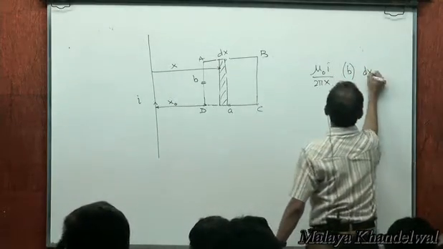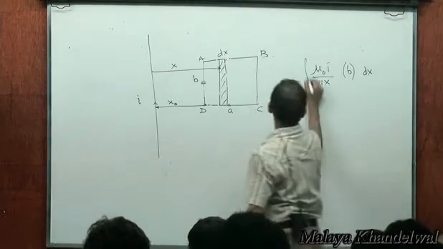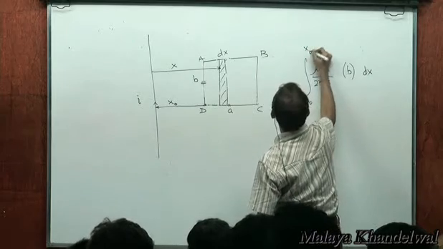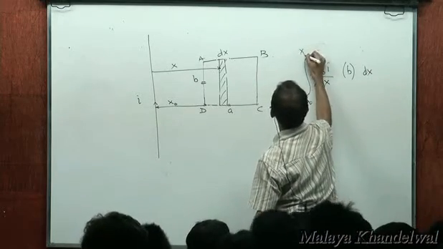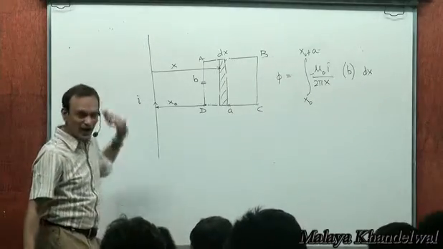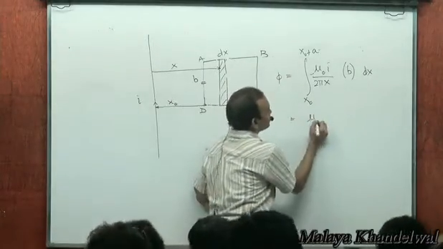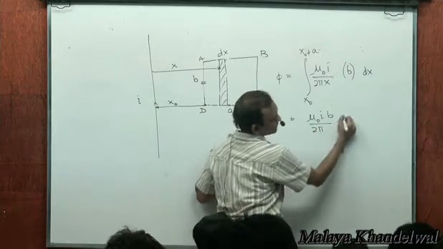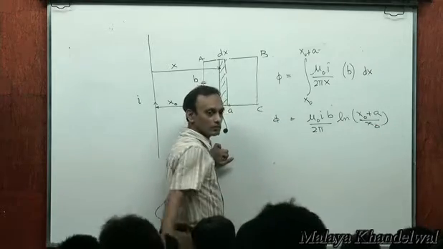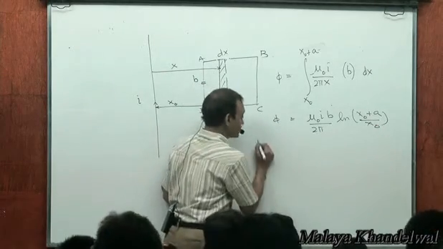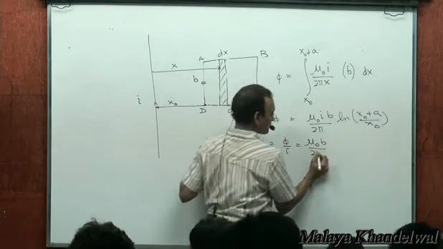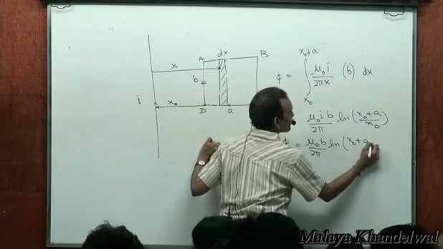The area is B into dx. That's the flux associated with the shaded portion. The total flux would be found as x changes from x0 to x0 plus a. That's going to be the flux associated with the loop when a current I flows through the wire, which is mu naught I B by 2 pi log of (x0 plus a) divided by x0. So the coefficient of mutual inductance is phi by I, which is mu naught B by 2 pi log of (x0 plus a) by x0.